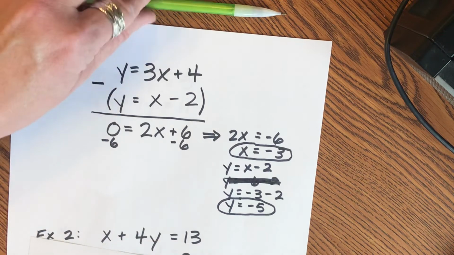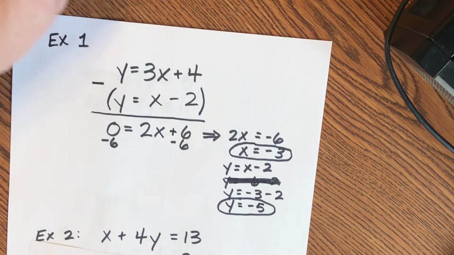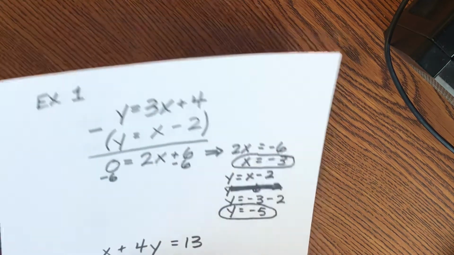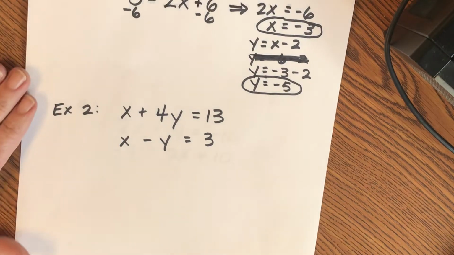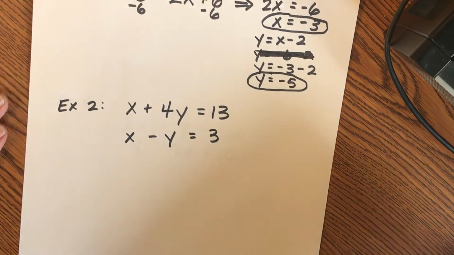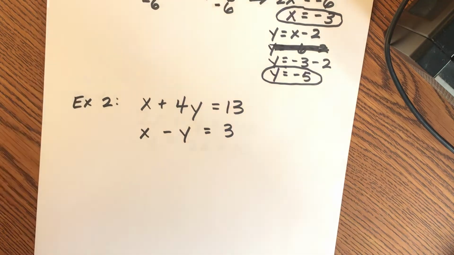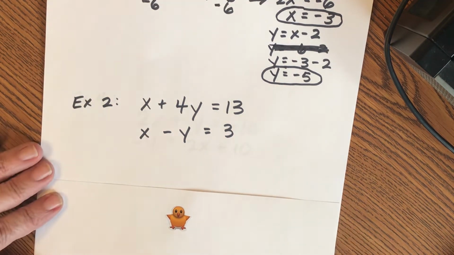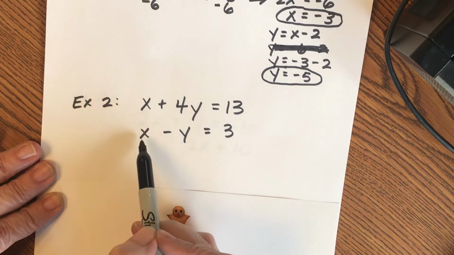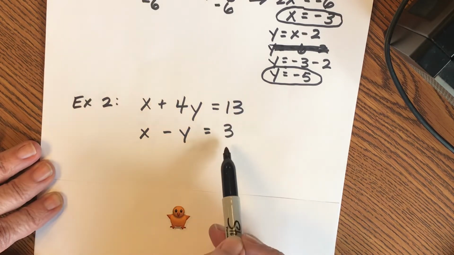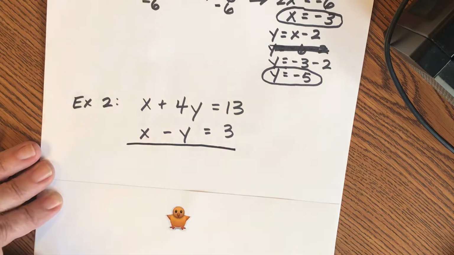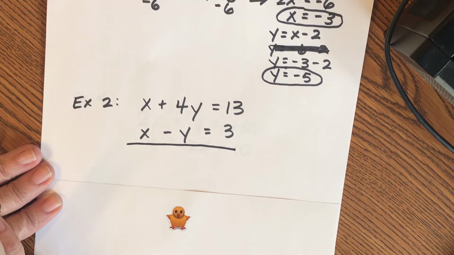Oh my. Okay, let's do another example. x plus 4y equals 13 and x minus y is equal to 3. Okay, first of all, are they lined up? Bring my assistant back. Are they lined up? They are. I have x's, I have y's, I have constant numbers. I am ready to add or subtract.